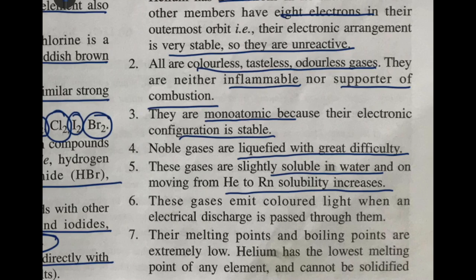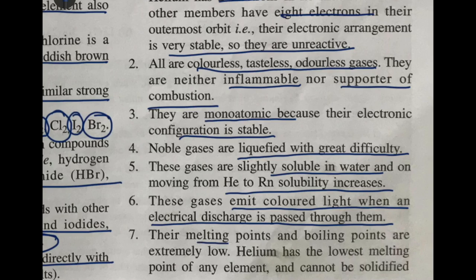Now, these gases emit colored light when an electrical discharge is passed through them. You have seen all these neon signs at night in front of restaurants, in front of shops, all these neon lights that you see, colored lights. It is due to the presence of these gases when an electrical discharge is passed through them.